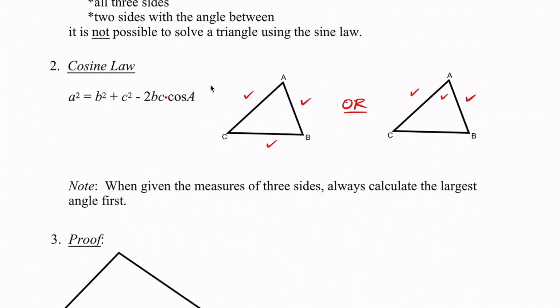Then it says, note, when given the measures of three sides, always calculate the largest angle first. And the largest angle will be across from the largest side. That's just so you know that the other angles you are going to find are going to have to be smaller, and they're going to have to go with those smaller sides. You don't have to do the largest first. It's just kind of a hint.